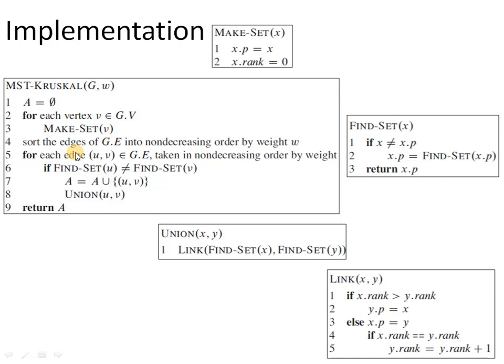After this sorting, we have to pick the edges in non-decreasing order, and then we have to compute the sets of the endpoints of the edges. So we are calling find set u, which is one of the endpoints of the edge, and find set v, which is the other endpoint of the edge. If the two sets are not equal, that means u and v belong to different trees or different sets. So we have to keep this edge.